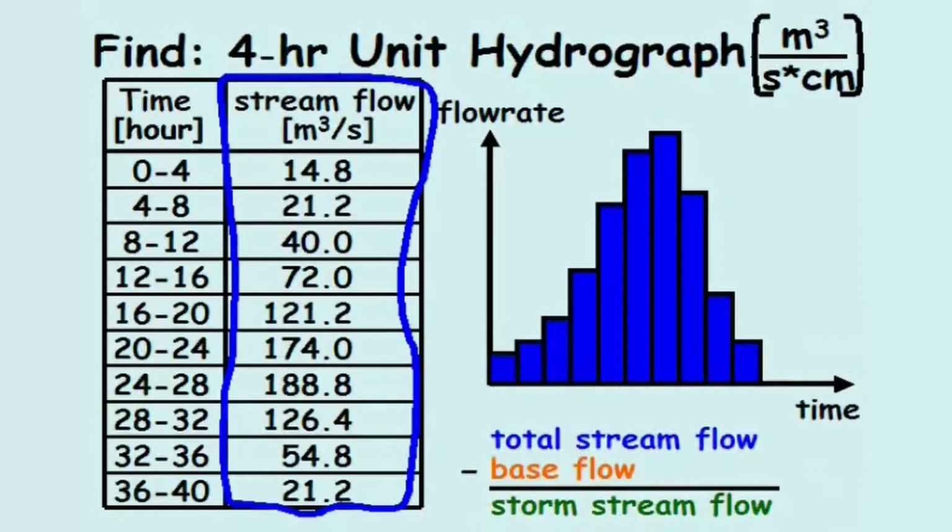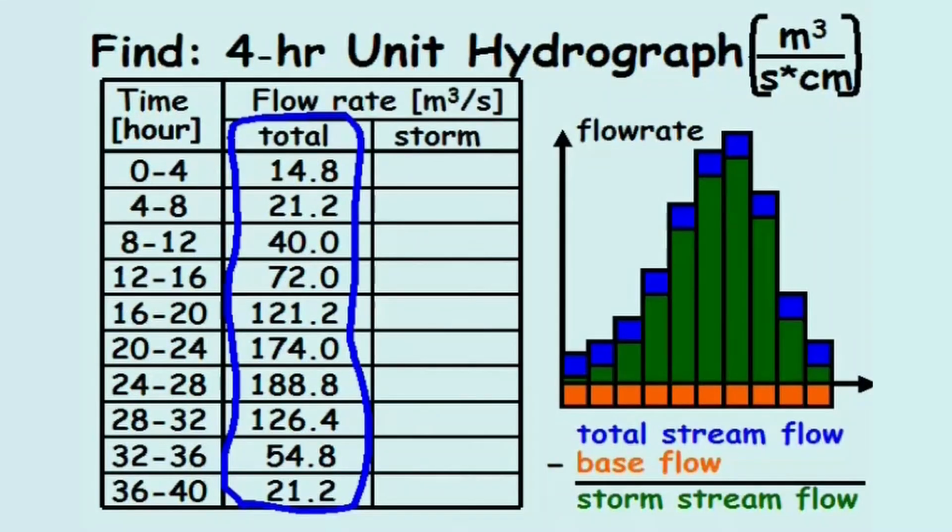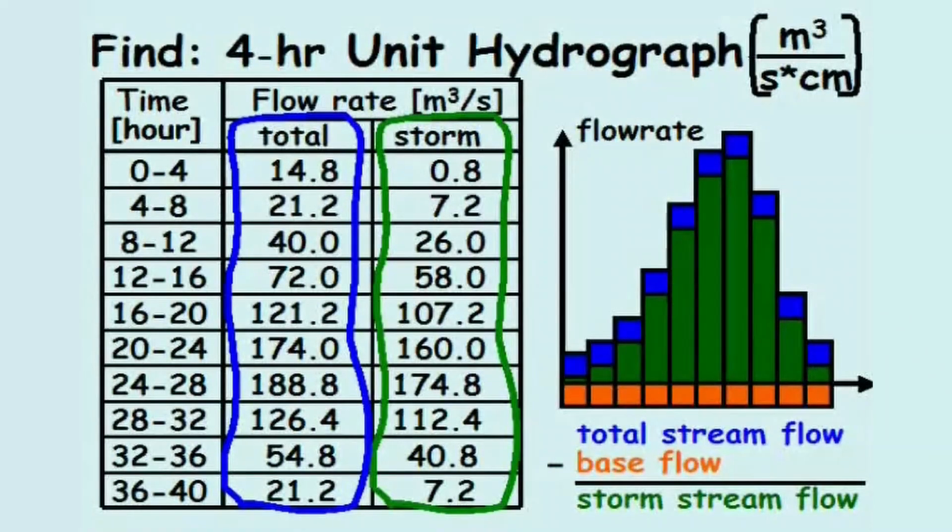Graphically, we can plot out the total stream flow data from the given dataset, then plot the constant base flow as a negative value, shown in orange, and the storm stream flow equals the stream flow less the magnitude of the base flow for all 10 measurements. To calculate the stream flow from just the storm, we can simply subtract 14 from the total flow rate.